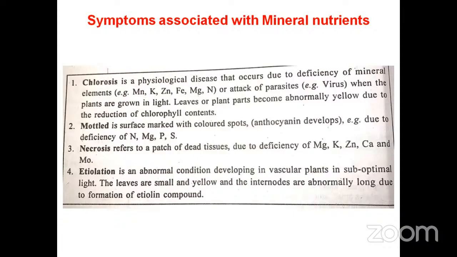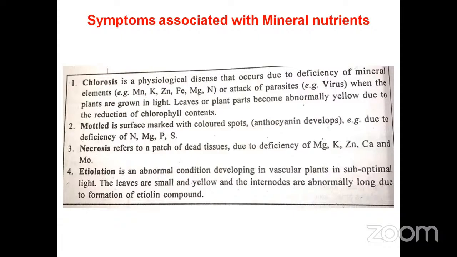This chlorosis is an abnormality which is because of the reduction of the chlorophyll content. Chlorosis happens because of the reduction of chlorophyll content in the leaves. Because of the chlorophyll content reduction, chlorosis happens in the leaves.